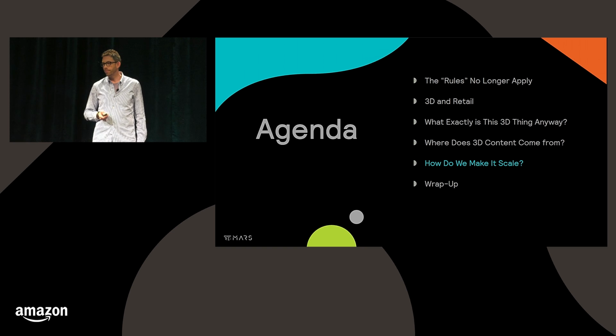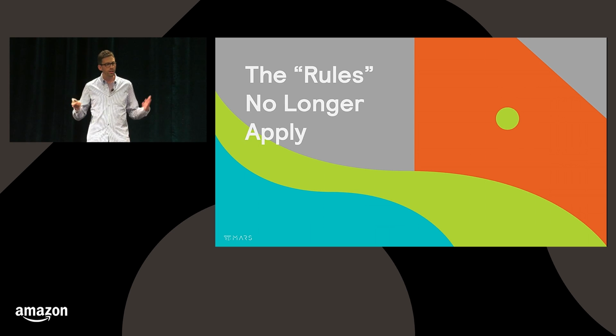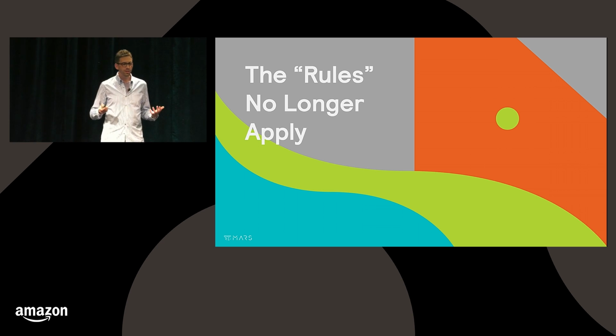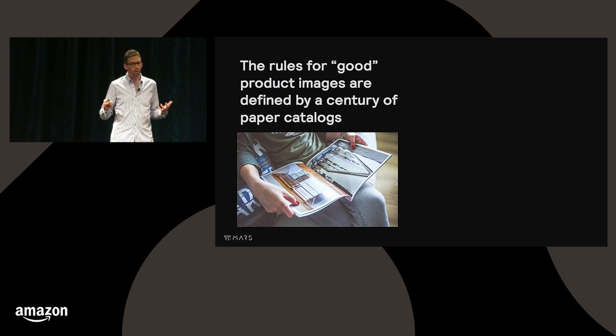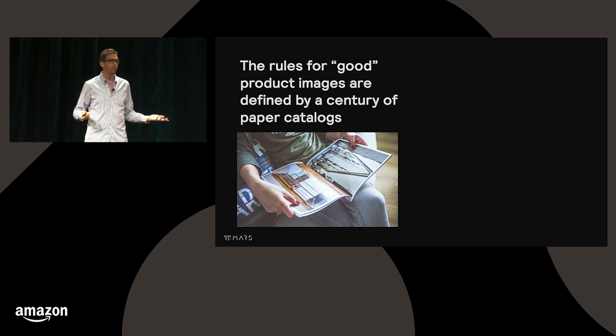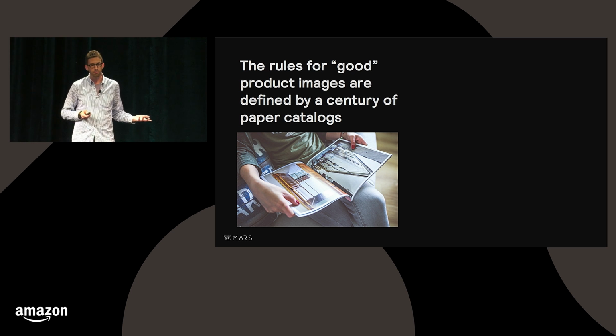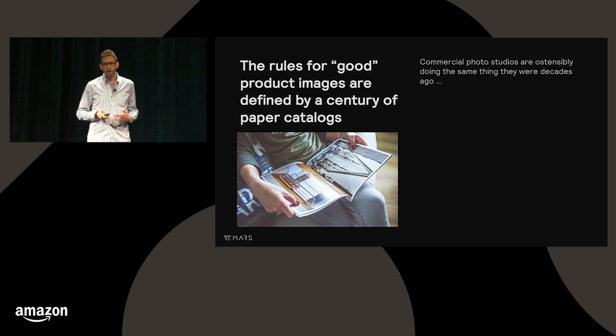So let me begin. And I want to motivate this by talking about these rules and why I think they no longer apply. Basically, everything that we have and that we know about what makes good product imagery has really been defined by a century of paper catalogs. I mean, if you think about it, what is it that we're doing? We're thinking about putting images onto a page. It's just a very different kind of page than it was perhaps 100 years ago. And as a result, commercial photo studios are ostensibly doing the same thing that they were decades ago.